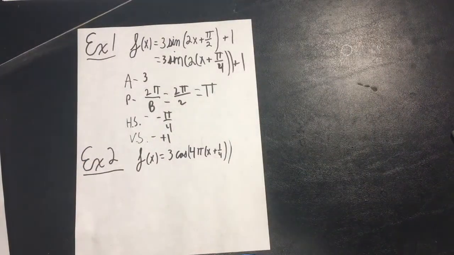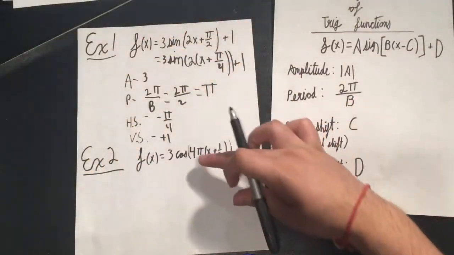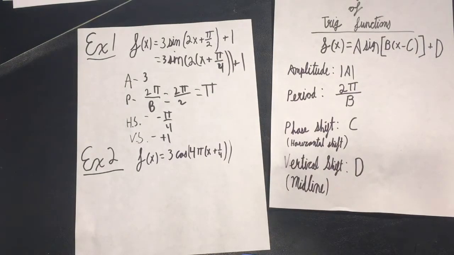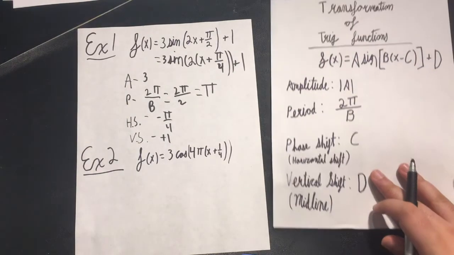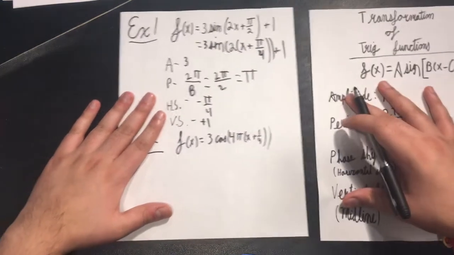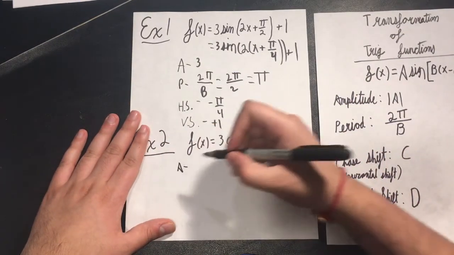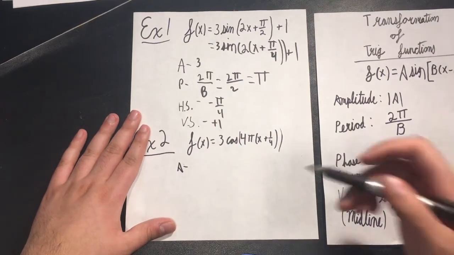Now let's look at our next example. Our next example is 3 cosine of 4 times the quantity x plus 1 over 4. The weird thing about seeing this is you won't always get a period in terms of pi. It could be something completely different. Let's go through the same method of finding this stuff. It's already in the form we want, so we can go straight to amplitude, period, horizontal shift, and midline.